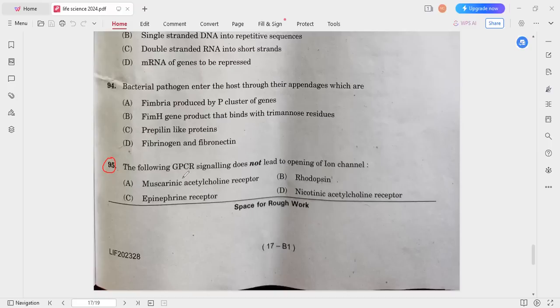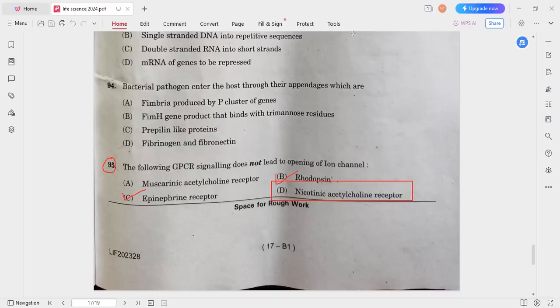This one opens the ion channel by GPCR signaling. Then the epinephrine receptor also opens the ion channel, and rhodopsin also leads to opening of an ion channel. So option D, the nicotinic acetylcholine receptor, is a ligand gated ion channel, which means it directly allows the passage of ions when bound by acetylcholine or nicotine. So that's why option D is the correct answer for question number 95.